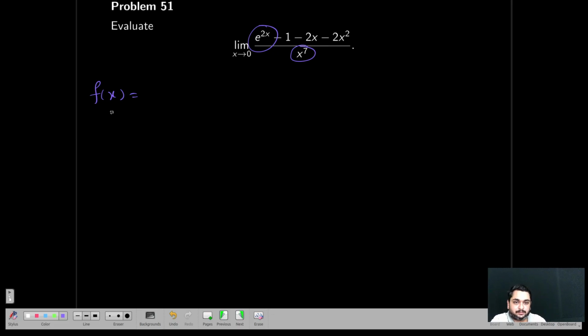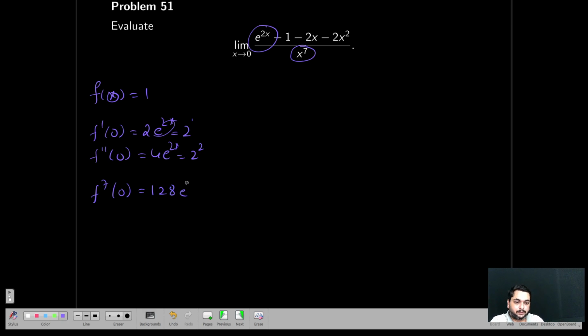Every time, so first let us find f of 0. This will be 1. Now f dash of 0 will be 2 e power 2x, so that will be 2, because it will never become 0. Now f double dash of 0 is equal to 4 into e power 2x. See, every time it is 2 power 1, 2 power 2. So for the seventh derivative, it will be 2 power 7, that is 128 e power 2x.